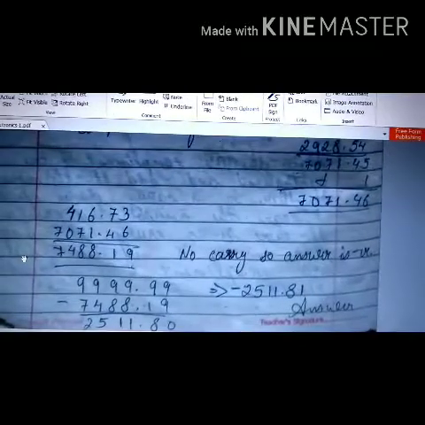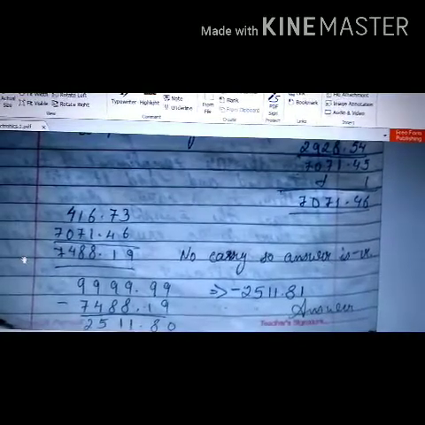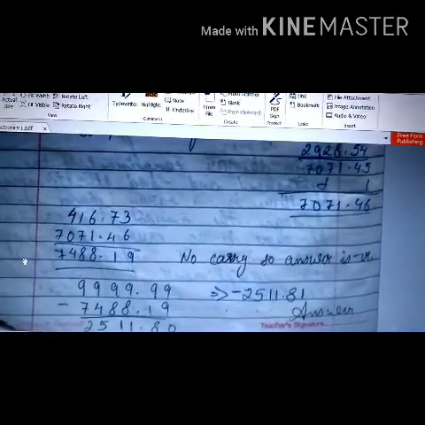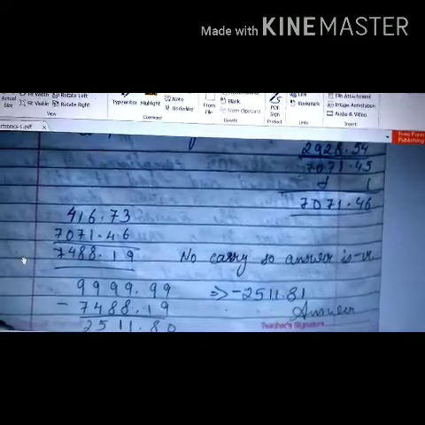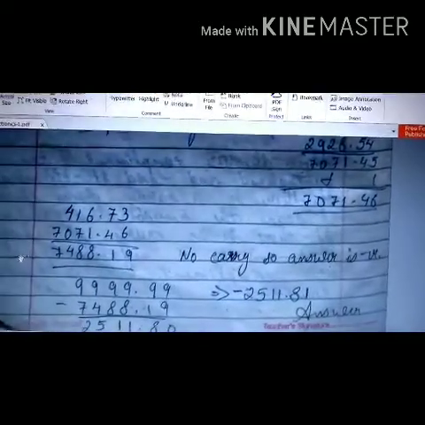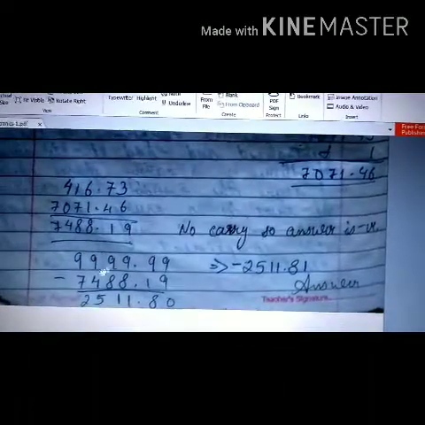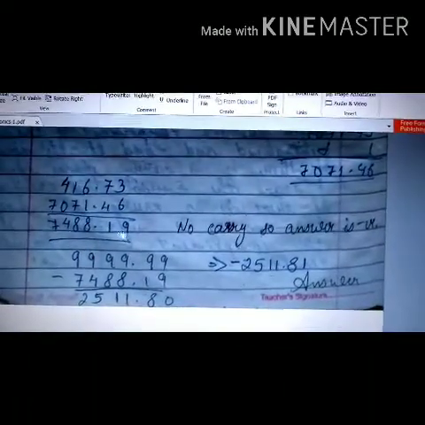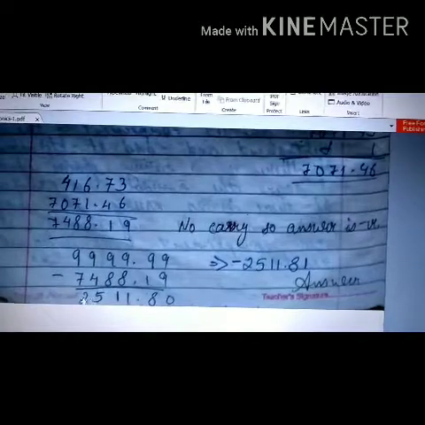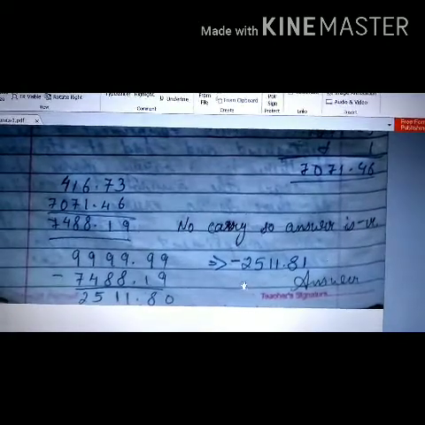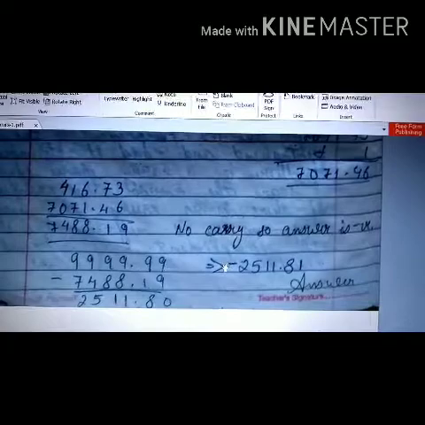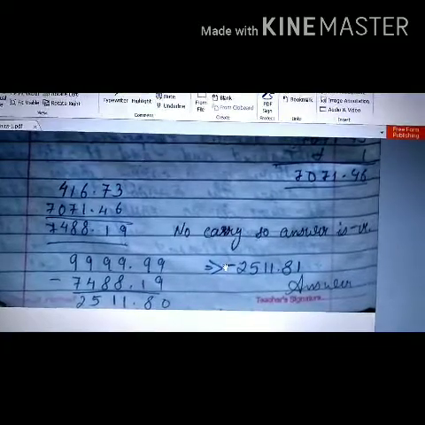Now since there is no carry, it means that the answer is negative, and I have to take the 10's complement because we are following 10's complement arithmetic here. So I will take the 10's complement of this number, and I will get this plus 1. So this is my number, and I will add a negative sign before this.